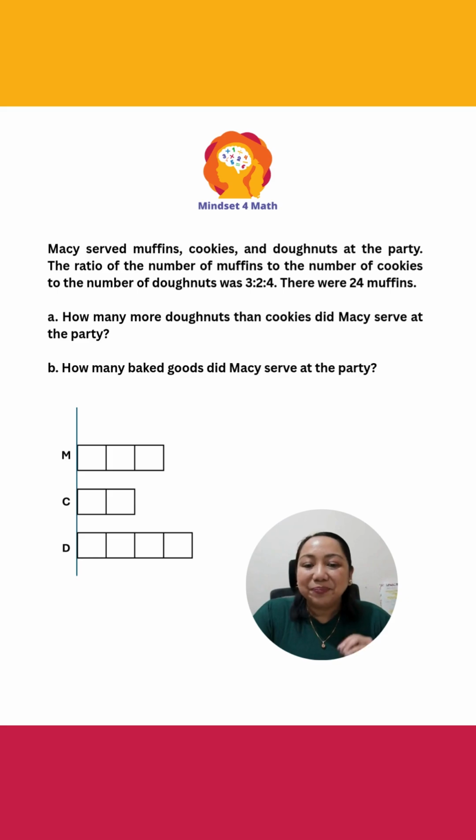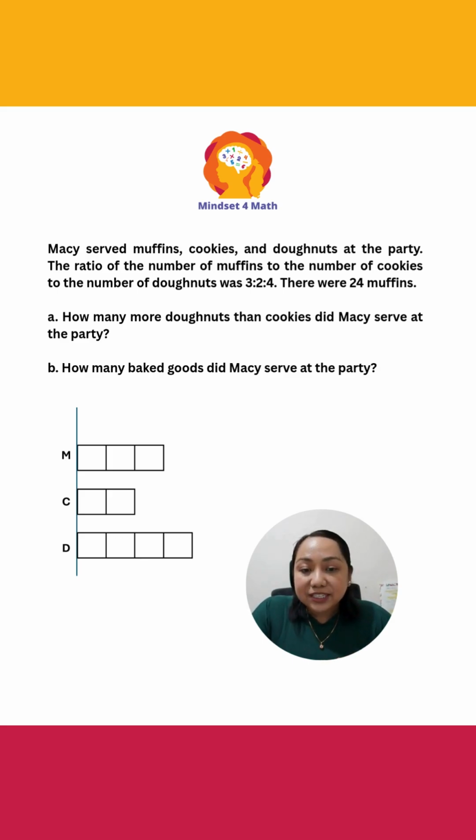Here's the problem. Macy served muffins, cookies, and donuts at the party. The ratio of the number of muffins to the number of cookies to the number of donuts was 3 is to 2 is to 4. There were 24 muffins. A. How many more donuts than cookies did Macy serve at the party? B. How many baked goods did Macy serve at the party?